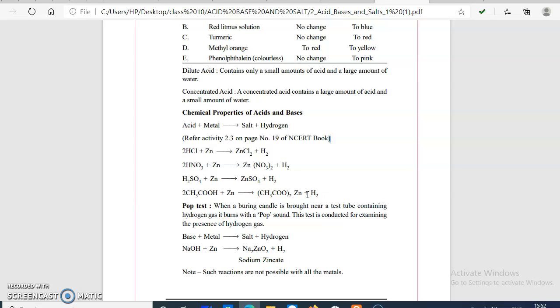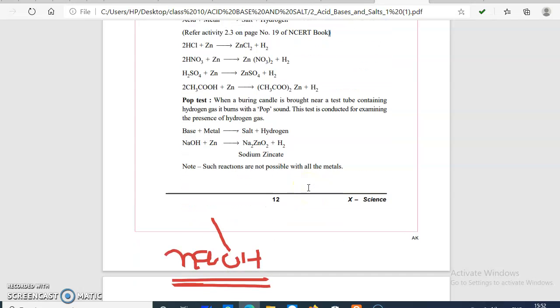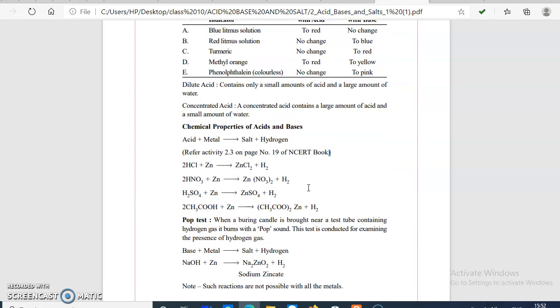So when acid reacts with metal, it gives you salt plus hydrogen. Same when base reacts with metal, it also gives you salt plus hydrogen. Such reactions are not possible with all the metals. Very few metals give a reaction like this. This is a quick revision of characteristics of acids and bases, and one chemical property of acid, that is reaction of acid with metal, and base with metal, right?